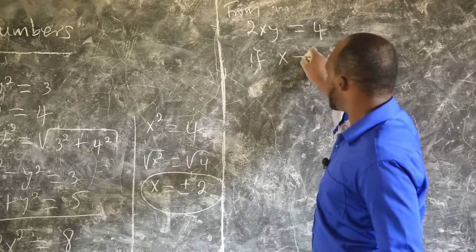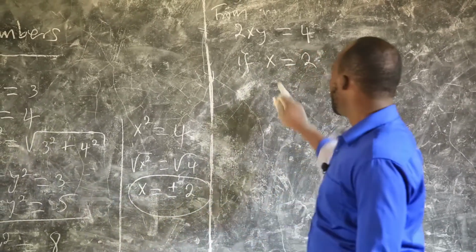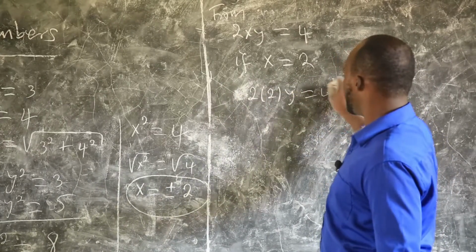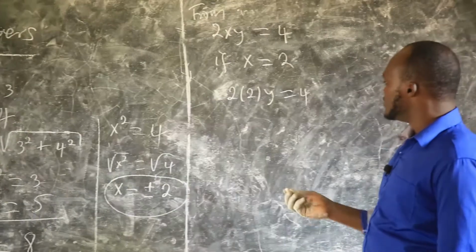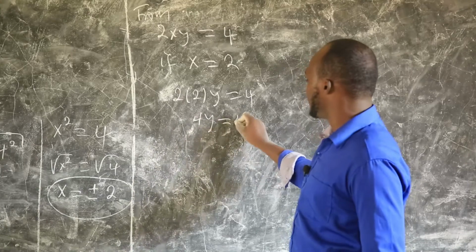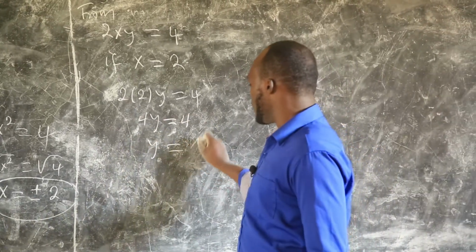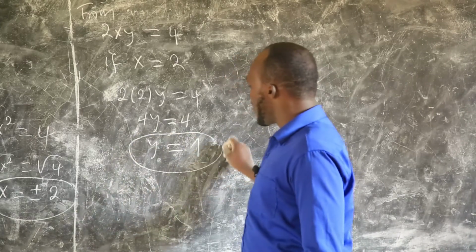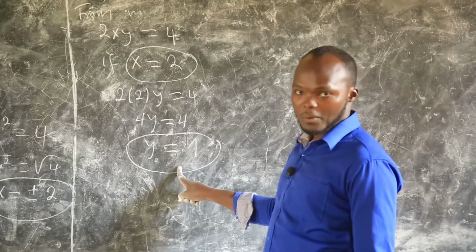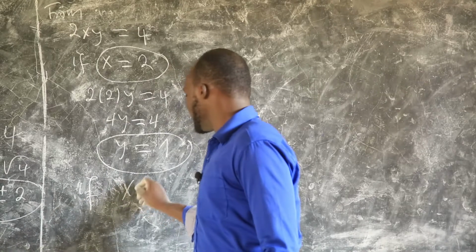If x is 2, because x has two values, positive 2 and negative 2. If x is 2, that is 2 into bracket 2y equal to 4. So now, our y is, this is 4y equal to 4. We divide both sides by 4, so y equal to 1. So for x equal to 2, the value of y is what? 1.